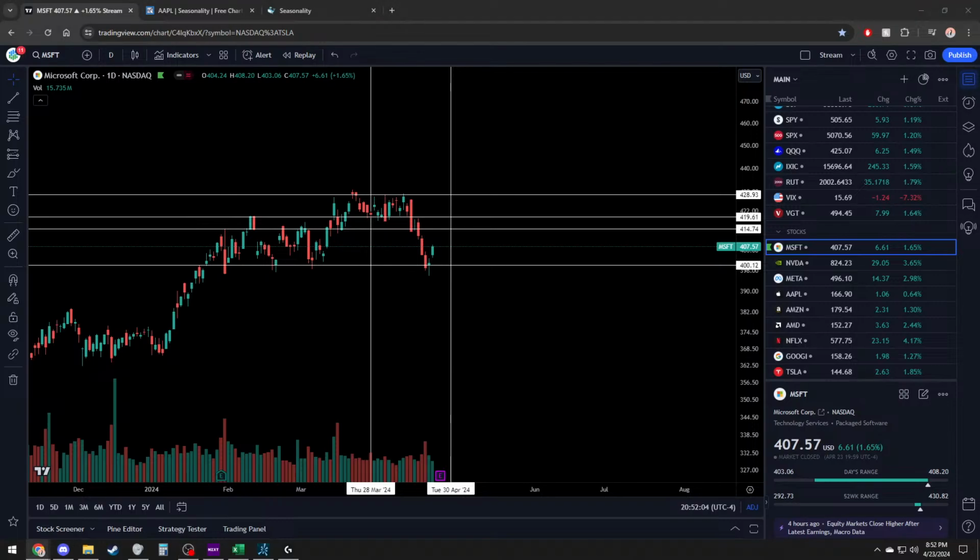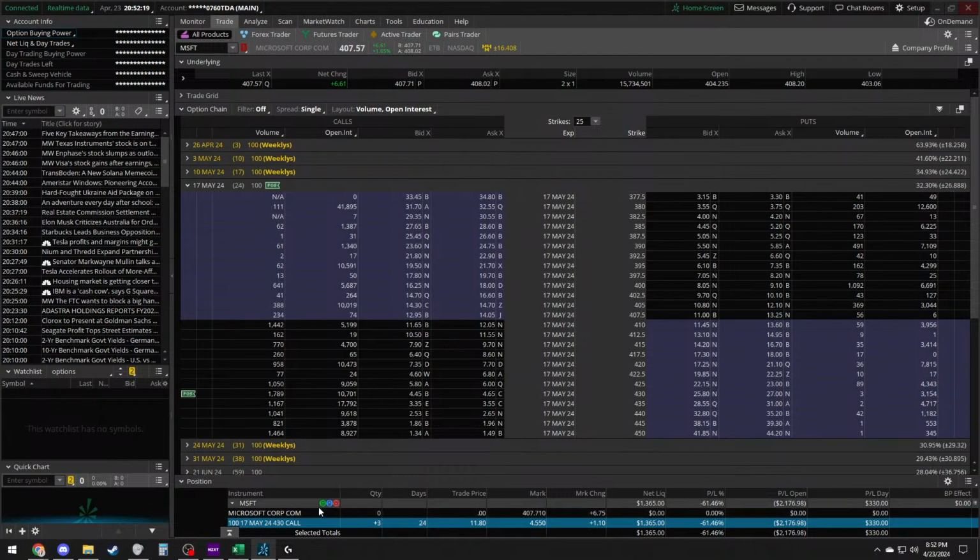So I guess we'll go over what's going on so far this month. I did the Amazon trade last month that was flat, and then we have Microsoft that we're in right now, which I am down 61%. So really good, down about $2,176 right now. So not too bad. Seen worse.